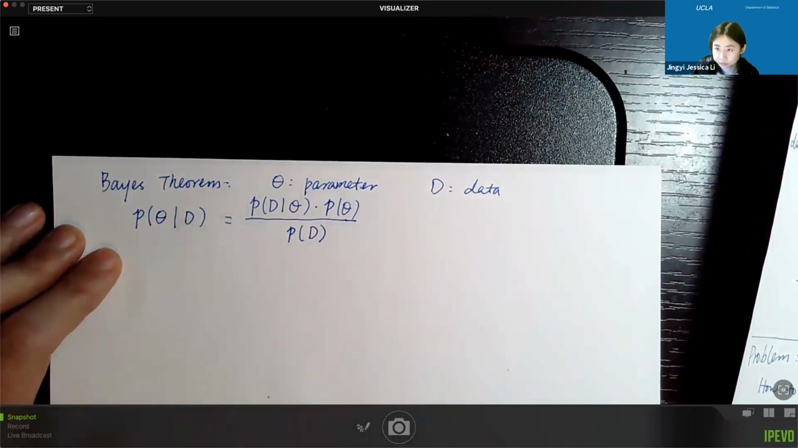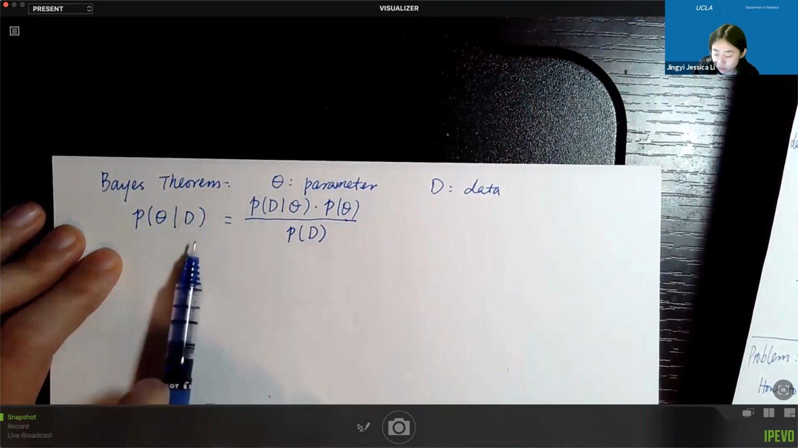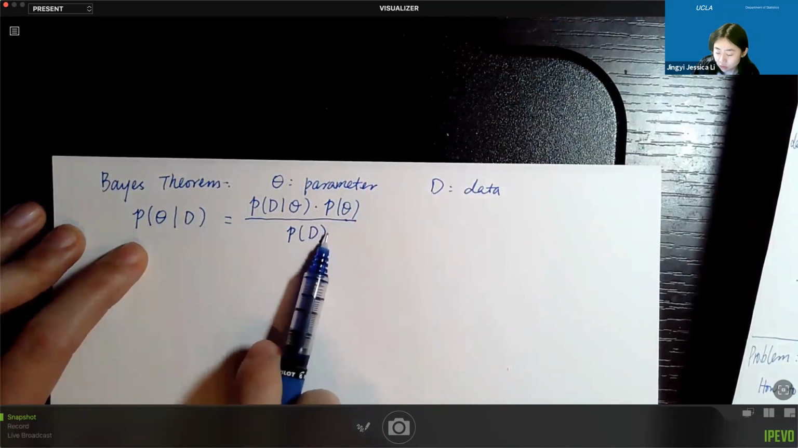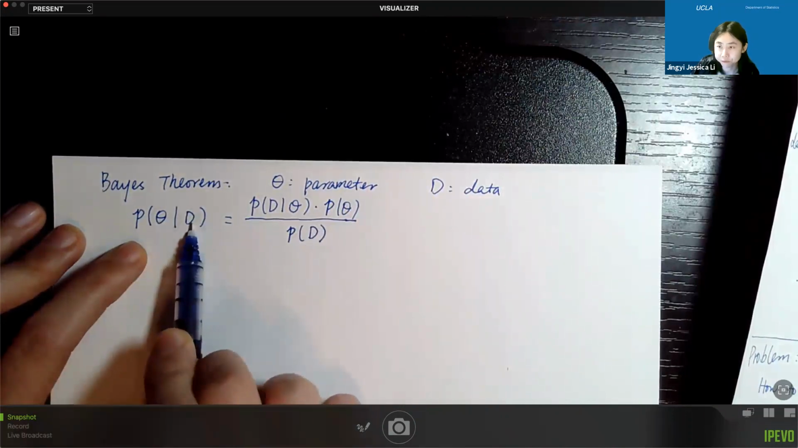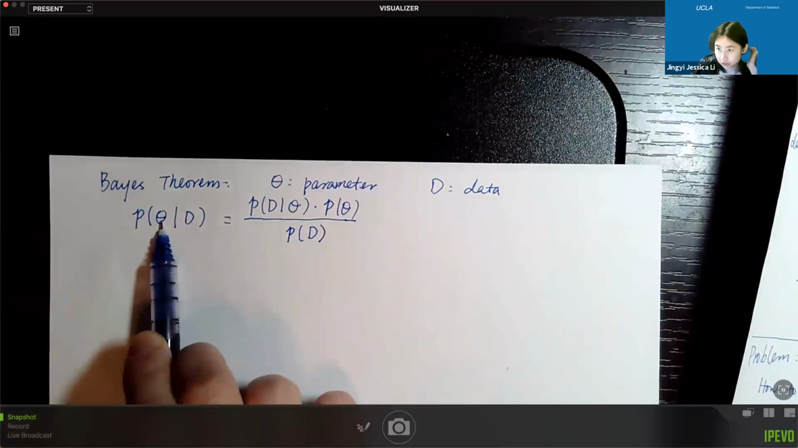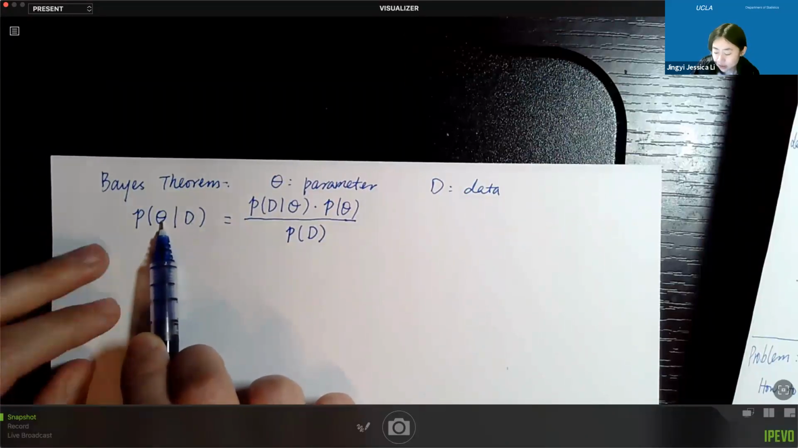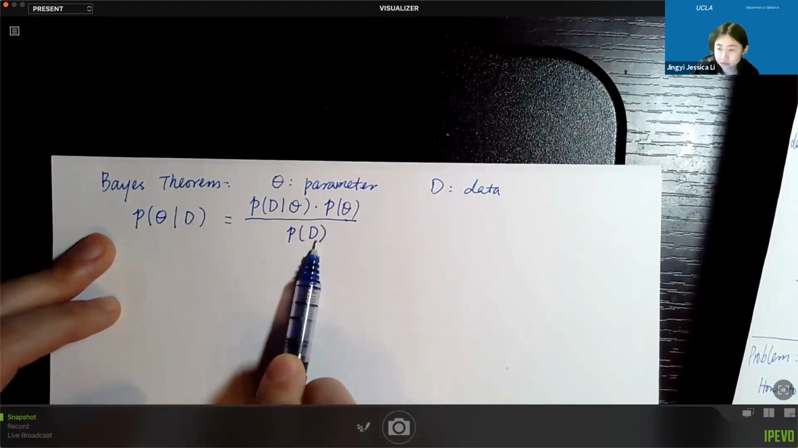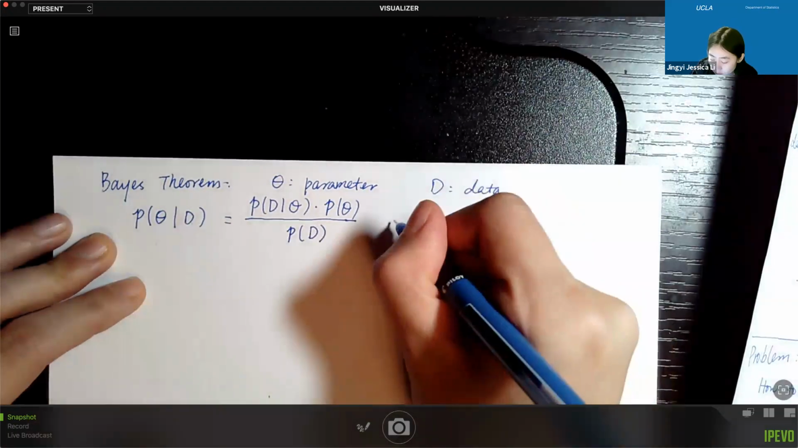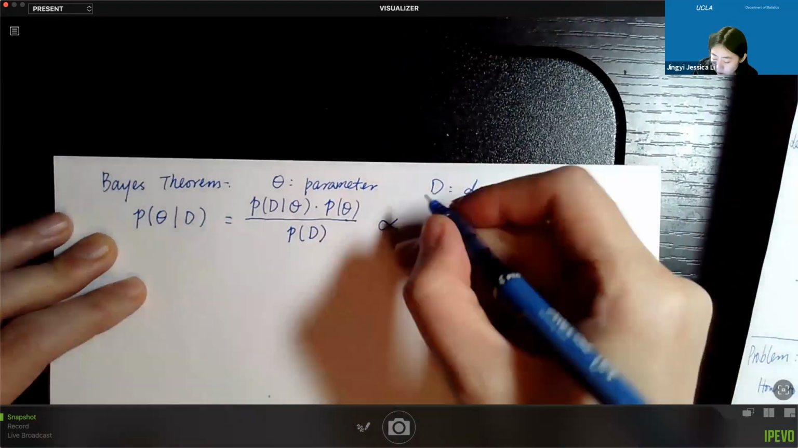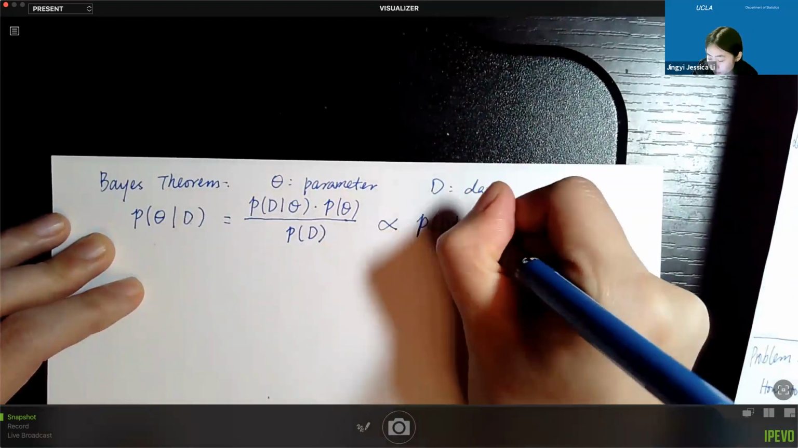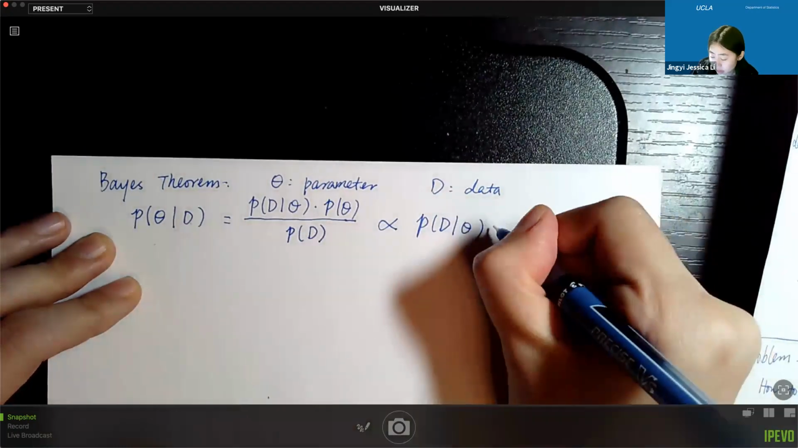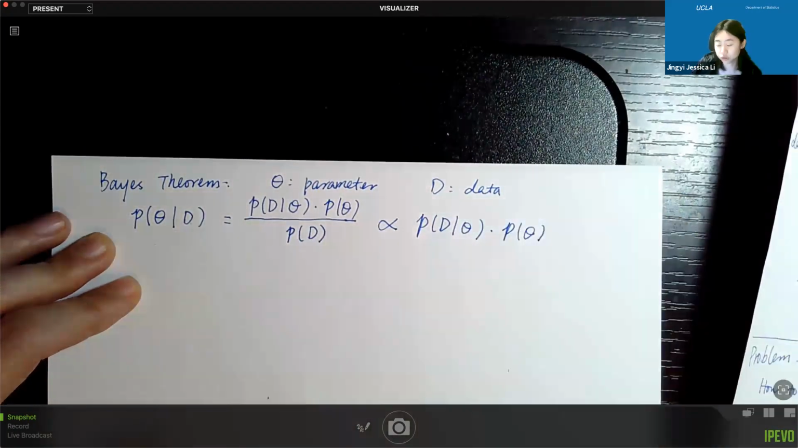That's the Bayes theorem. Because we are interested in the parameter, not our data, data is fixed and the parameter is changing, it can take different values. Then P(D) can be taken as a constant because it does not involve our parameter, which may change. So we can write this as proportional to the distribution of data given theta times the distribution of theta.